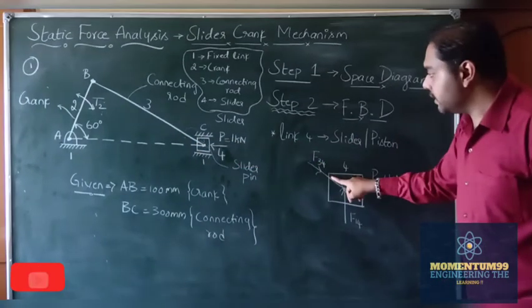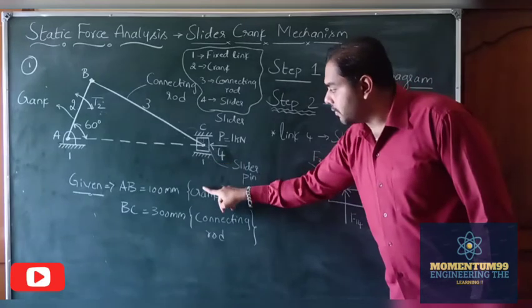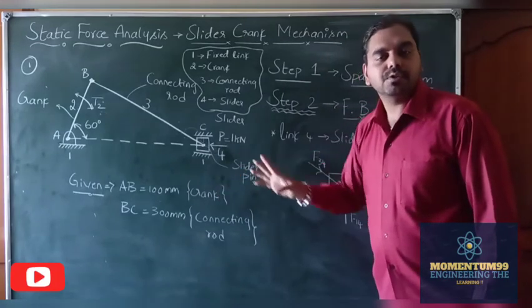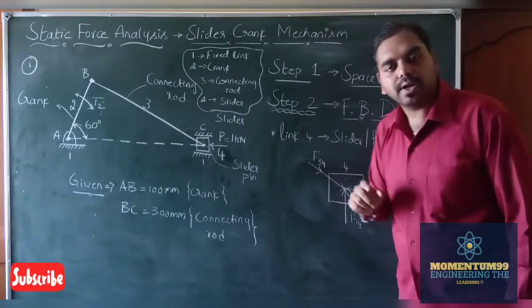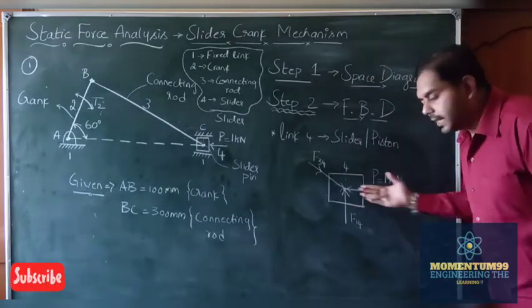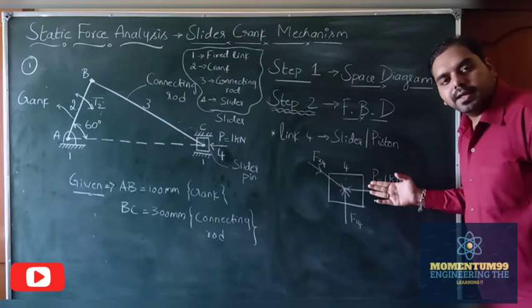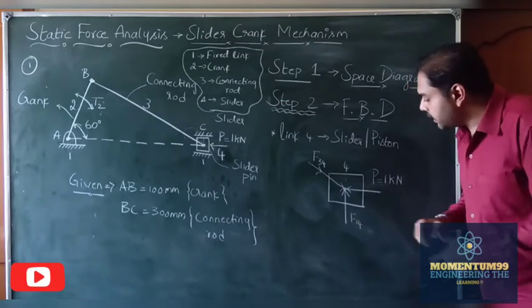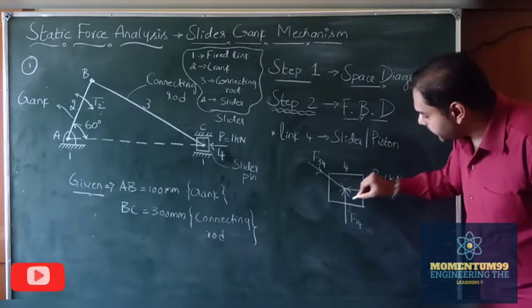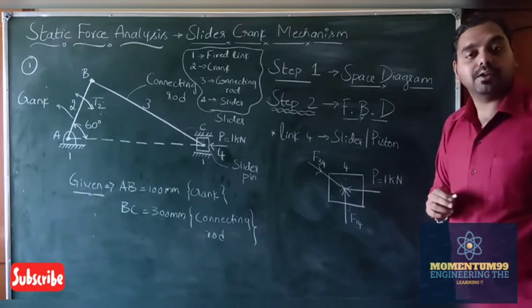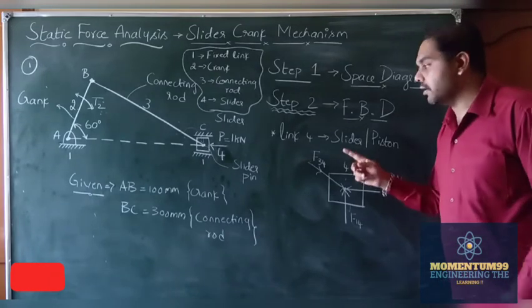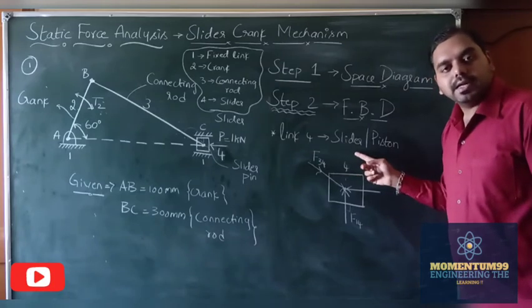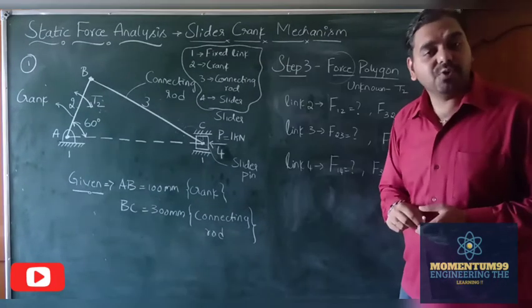Now, after this one, we need to indicate the direction of the frictional force. The frictional force always acts normal to whatever link is under consideration. Hence, to whatever the direction of motion of the slider, I will be drawing a line such that the angle formed here is 90 degrees. So that force will be acting normal to our body under consideration. So these are the three forces which will be acting on our link 4, that is the slider or the piston. Let's move on to step 3 now.